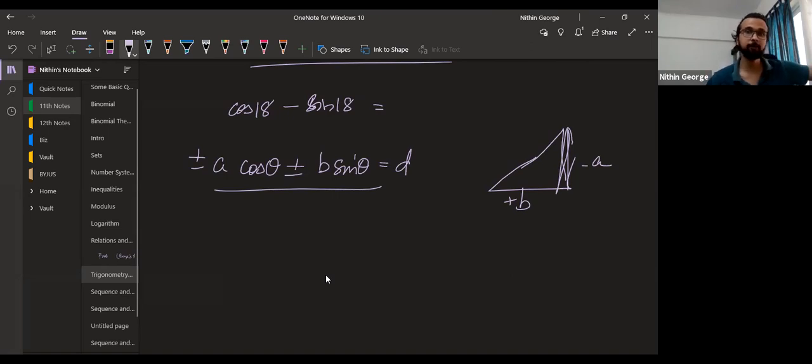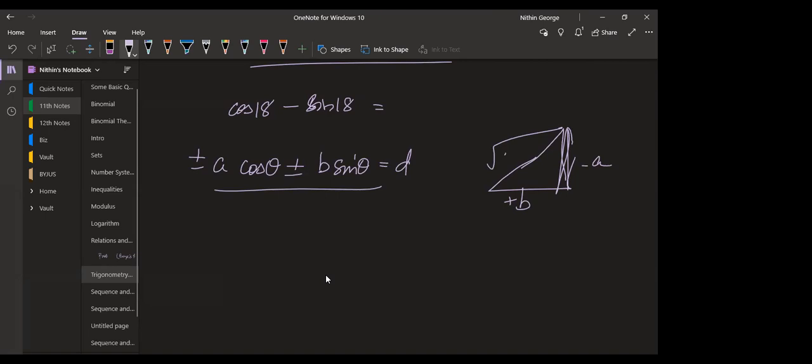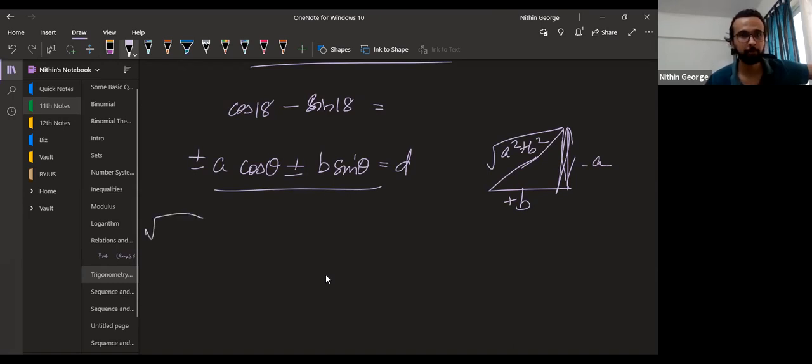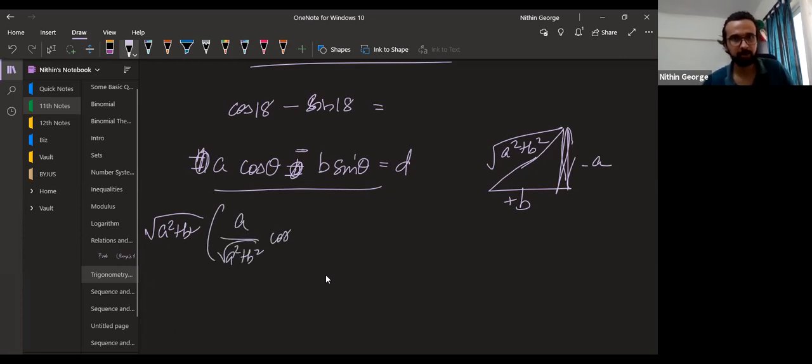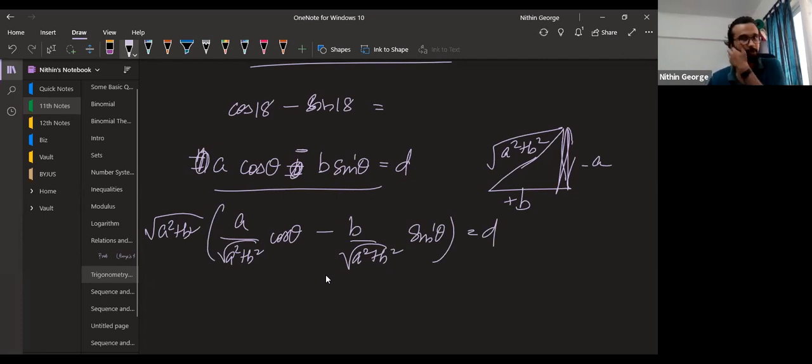A and b. And then what is the hypotenuse? If you're making a right-angled triangle, it's root of a square plus b square. So you'll multiply and divide by the hypotenuse, root a square plus b square. And let's just assume it was a cos theta minus b sin theta for our ease of calculation. Then it will become a by root a square plus b square cos theta minus b by root a square plus b square sin theta equal to d. Now, what is a by root a square plus b square?